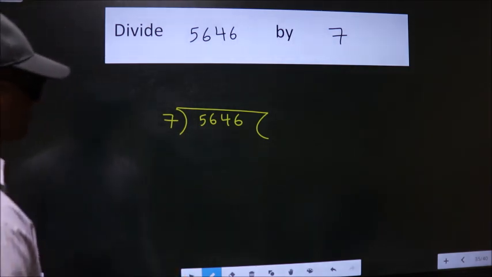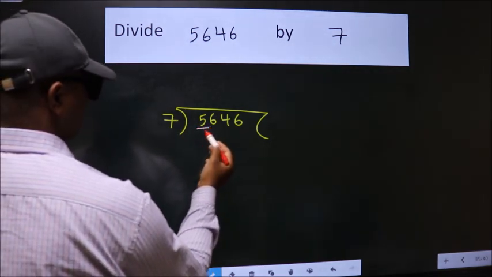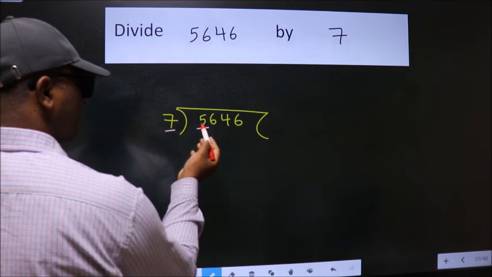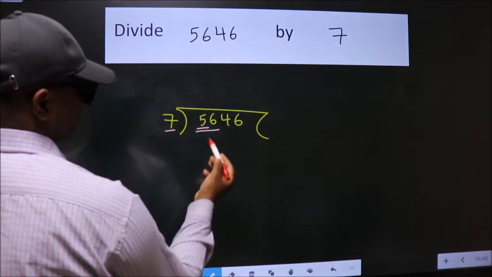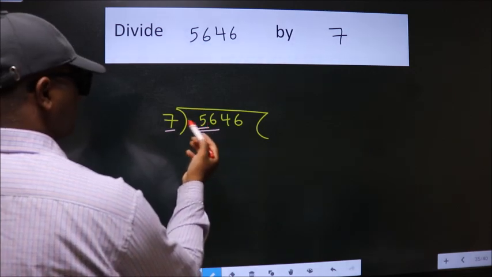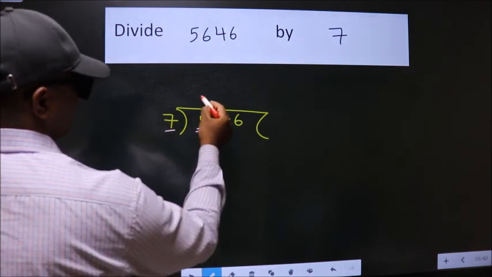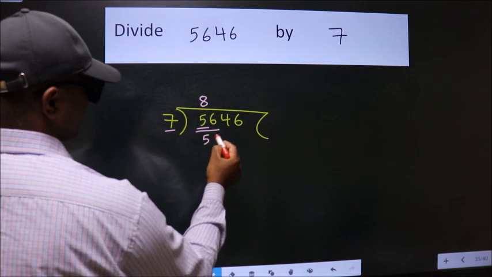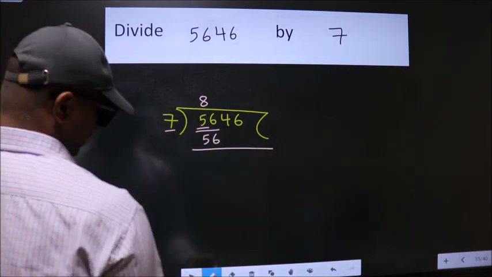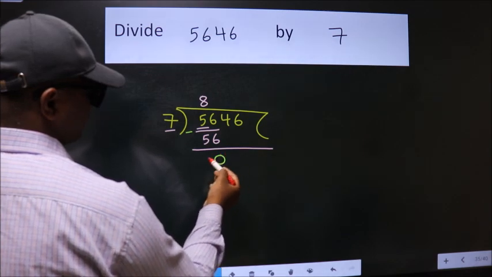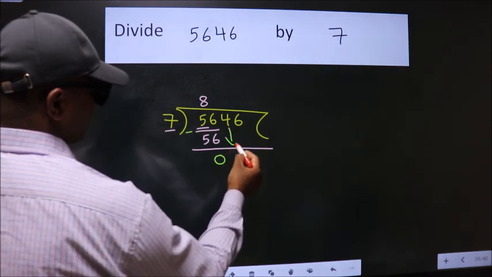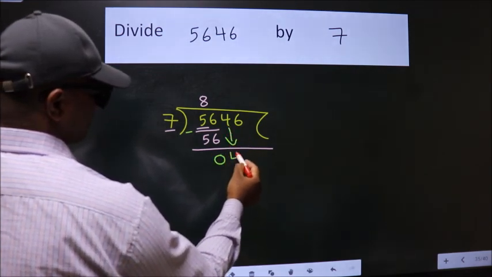Next, here we have 5, here 7. 5 is smaller than 7, so we should take two numbers, 56. When do we get 56 in the 7 table? 7 8s are 56. Now we should subtract, we get 0. After this, bring down the beside number, so 4 comes down.